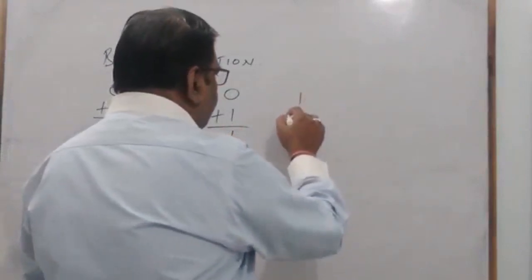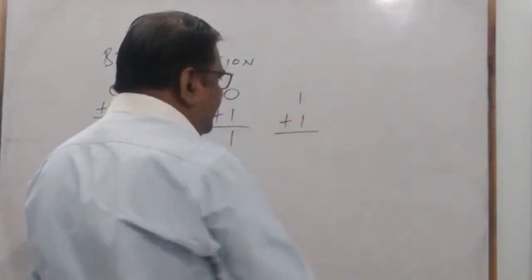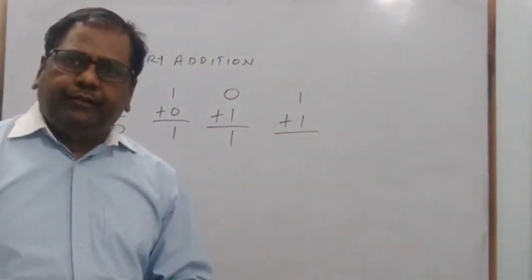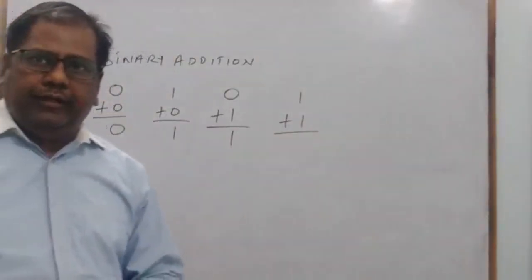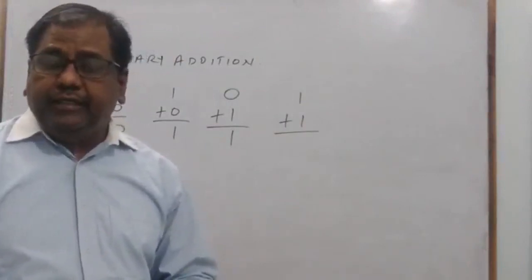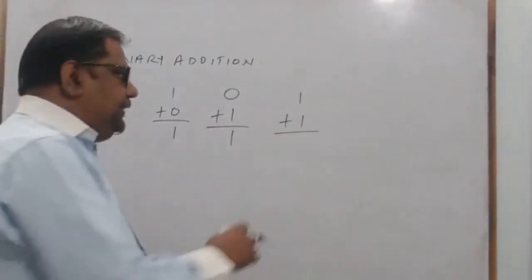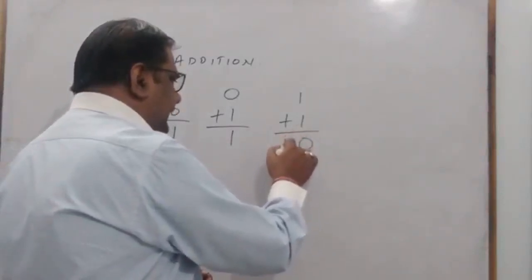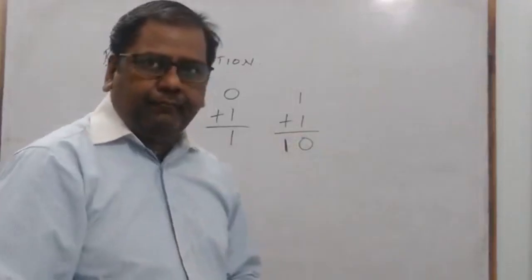But when we are adding two binary bits 1, 1, so whenever you are going to add 1 and 1, what will be the result? The result will be 0, 1. That means you will get the result as 0 and you will get a result 1 as a carry. 1 as a carry. Why?